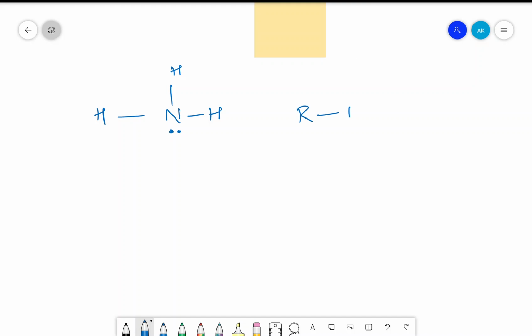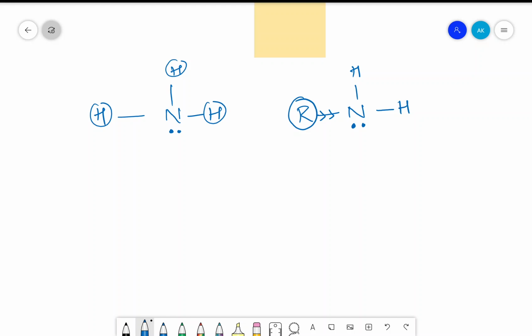Amines will be represented in this way with the lone pair. The basic difference between amines and ammonia is that amines have an R group and ammonia will have hydrogens on all sides. In the inductive effect, we have seen one concept that alkyl groups, which is R here, are electron releasing or electron donating groups. Because electrons are given more by R or alkyl groups, the concentration of electrons will be more.